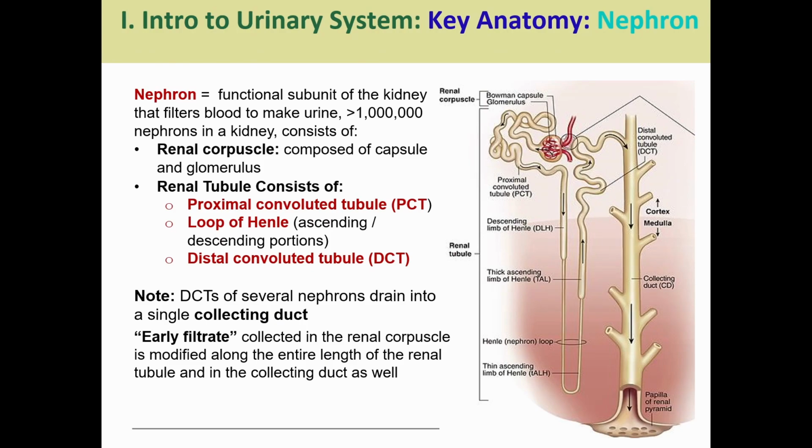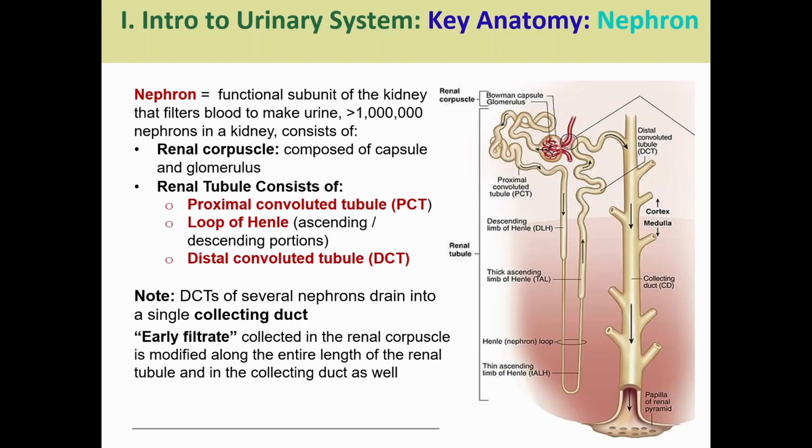But let's talk about the nephron, because the nephron really is the one we care about. We have over 1 million of them in each kidney, roughly. These are these microscopic structures that are going to help with this filtering process. And we have a few main components.